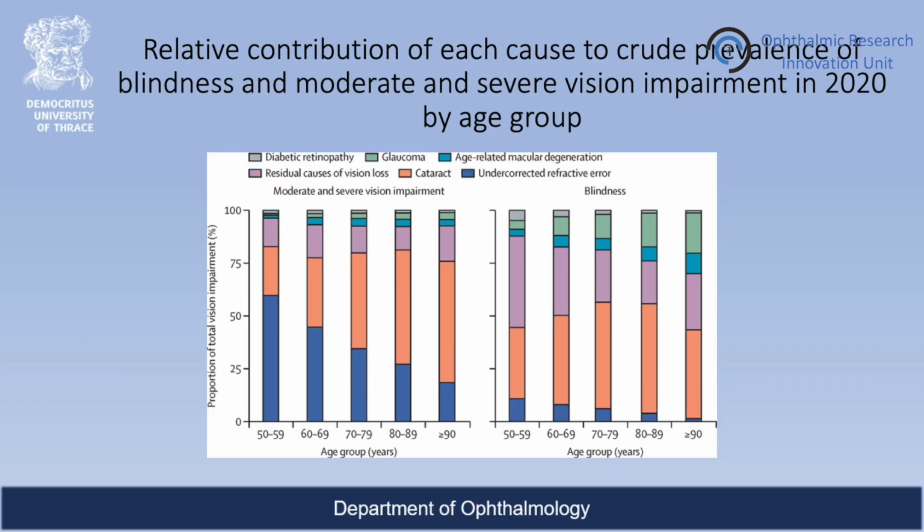This slide presents the relative contribution of each cause to the crude prevalence of blindness and moderate to severe vision impairment in 2020 by age group. Please take a minute to study the graph.